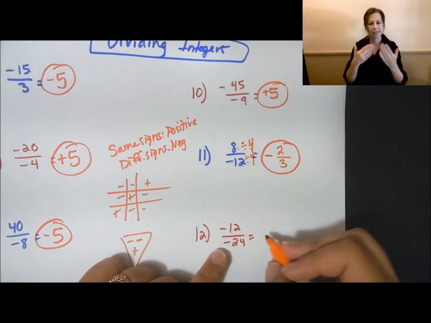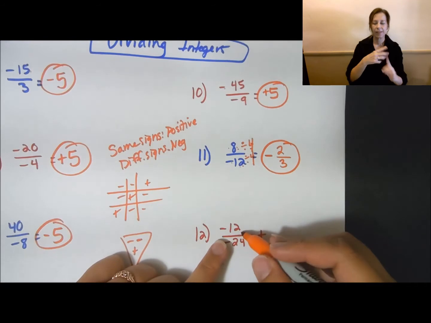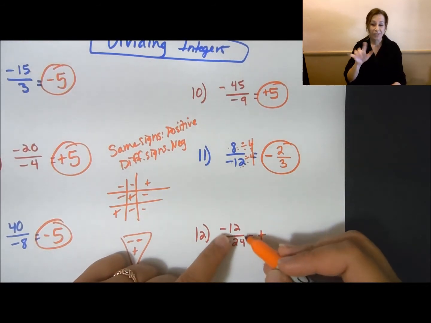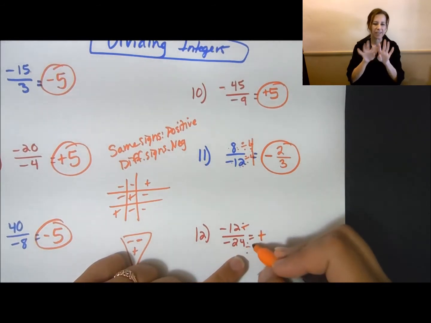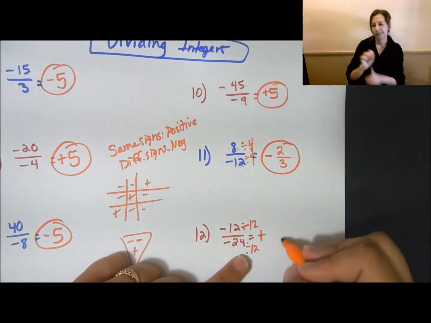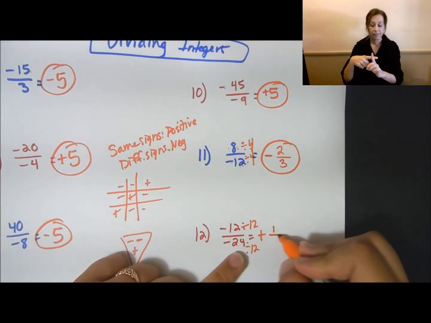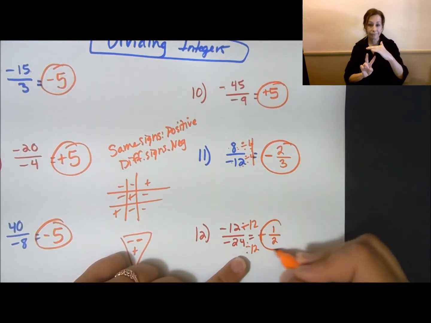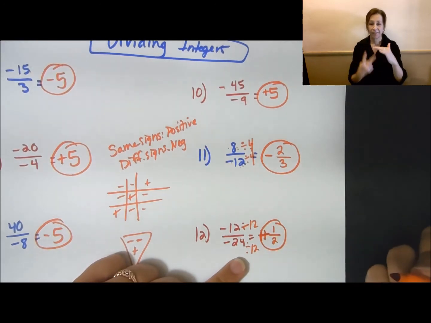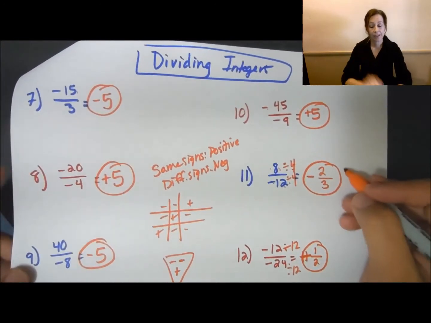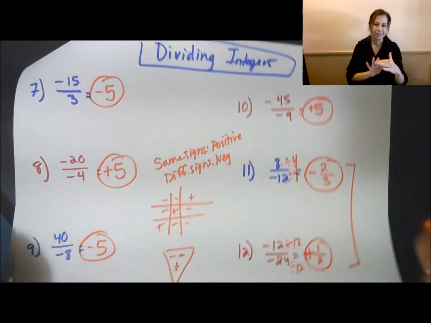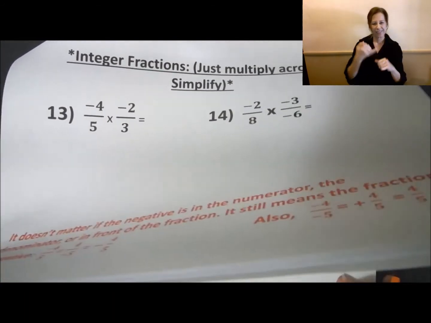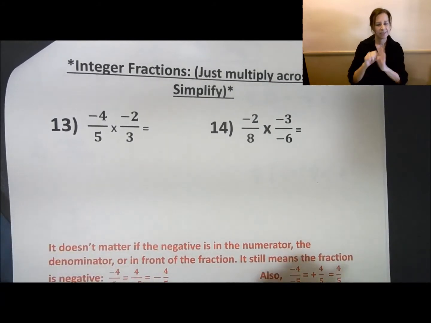Over here, a negative divided by a negative is a positive. And then, 24 cannot go into 12 evenly, so I'm going to have to find a common factor, which is 12 in this case. So it's going to be positive 1 over 2. So positive 1/2. Okay. These two were kind of tricky because they were fractions, but you should know how to do fractions. Along with those last two examples, let's talk about these signs.